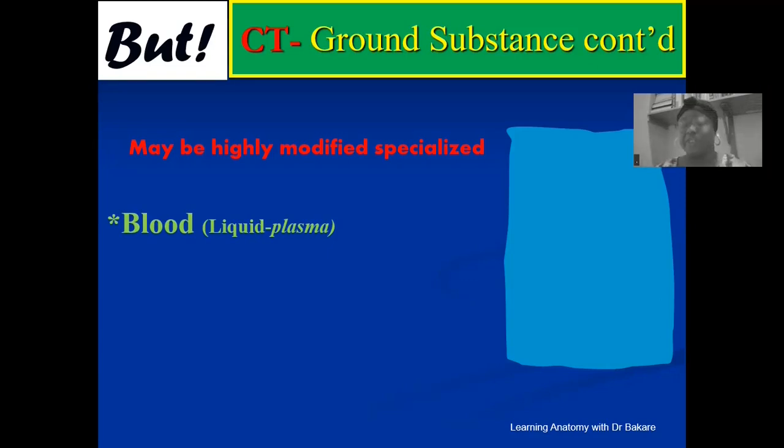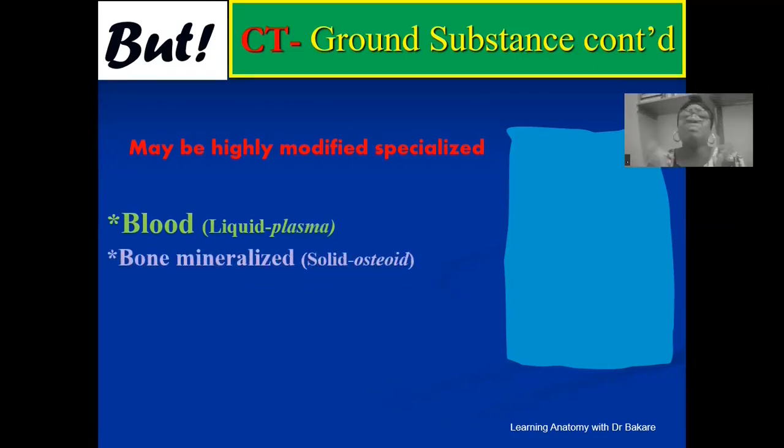We also have it in bone, where the ground substance will be mineralized due to deposit of calcium salt. The ground substance in this type of connective tissue will be solid. So they present a form of solidified ground substance, and this is why this structure appears to be hard. The ground substance of bone is in solid form, and it is specifically referred to as the osteoid.